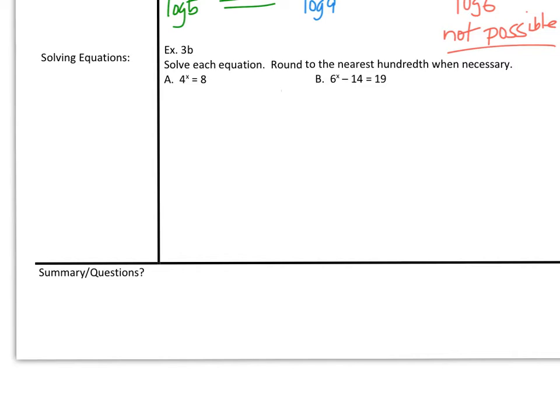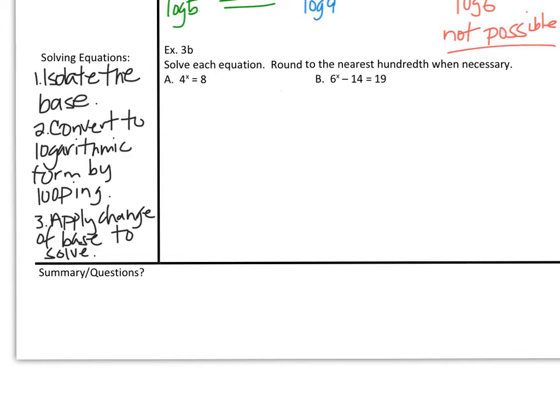Finally, let's use the information about change of base in solving equations, or to help us solve equations. When solving exponential equations, we know that step 1 is to isolate the base. The process is similar to what we did in topic 6a. Once you isolate the base, you want to convert to logarithmic form by looping. Again, everything we've done before.